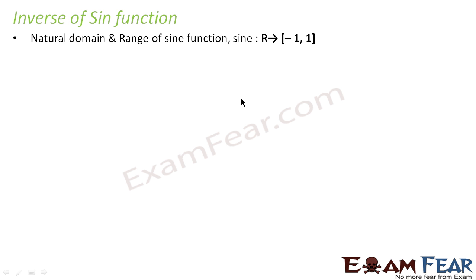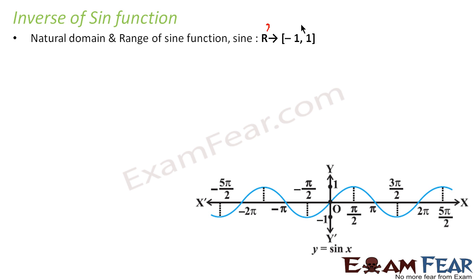The natural domain and range for sine function is from R to minus 1 to 1. So if you see the graph, this is how the sine looks like. You can take any real number on the x-axis, but on the y-axis, the maximum value is 1 and the minimum is minus 1. So this is minus 1 to 1 and this is all real.